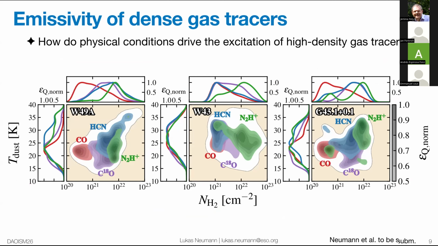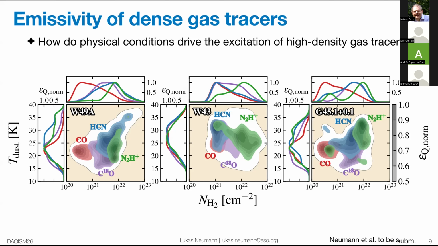We can also add a dimension here. Because we do not only have the column density on the x-axis, but also the dust temperature, we can investigate how these lines behave in this two-dimensional plane. What you see in contours now is how efficiently these lines emit as a function of column density and dust temperature. One thing you can directly see is that the parameter space that we sample in these three different clouds is quite different. So in W49A, where the gas is relatively dense, it's also warmer, likely because of a lot of star formation going on, heating up the gas here.